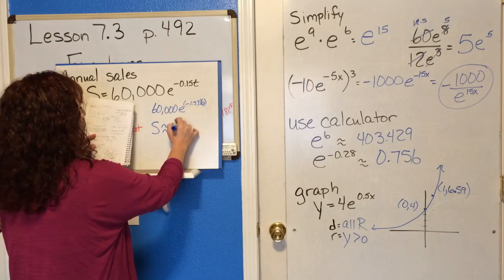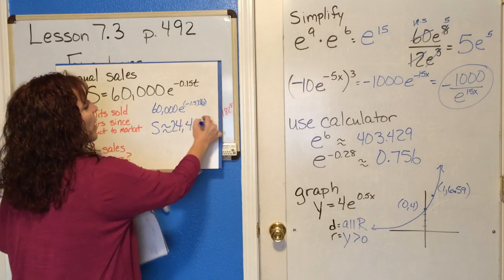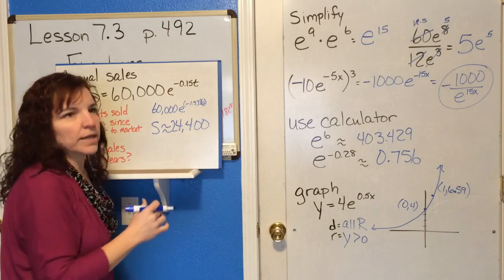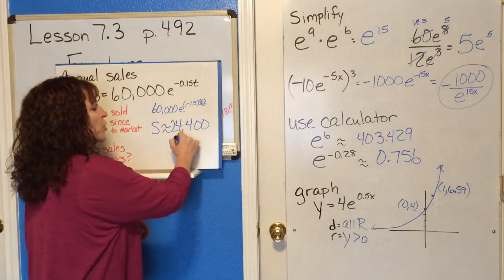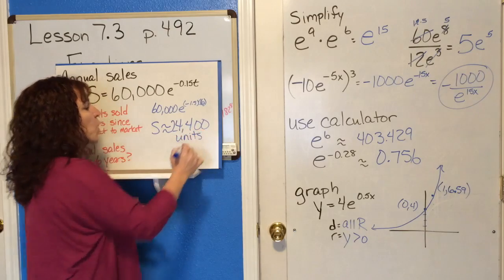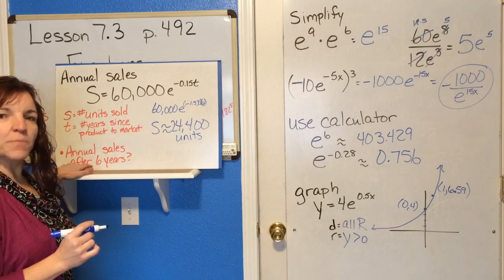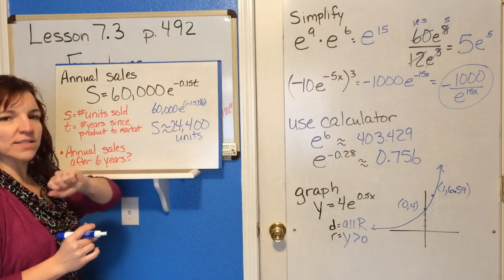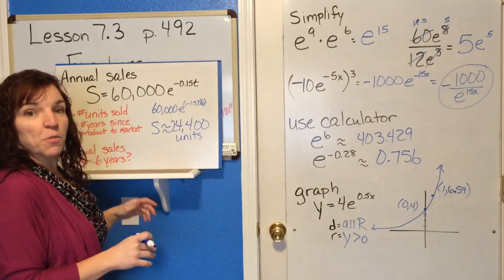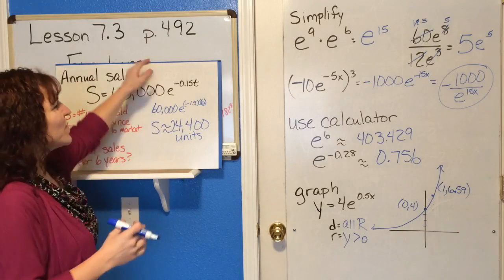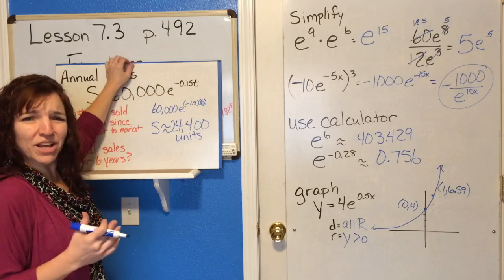now what I'm going to do is round it. 24, not 4. And I've rounded it. I think it was 24,390-something. So about 24,400 units will be sold after 6 years. All right. So that's how many they can expect to sell in the whole year, 6 years after they've gone to market. All right. So once again, it's mostly just finding your equation and plugging in numbers.